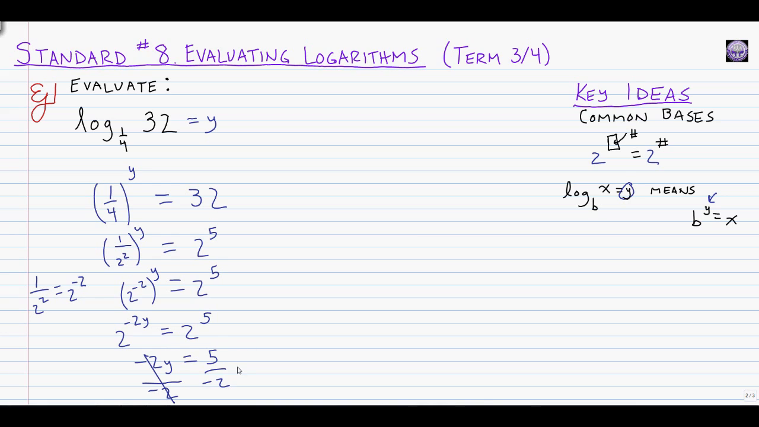So to make a 1, divide both sides by negative 2, we get that our value is y equals negative 5 over 2. So now what is that? That means that the power of 1/4 that gives us 32 is negative 5 over 2. Or, just particular to here, that log base 1/4 of 32 equals negative 5 over 2. That's the power of 1/4 that gives us 32. And there we go. So we've got a second one under our belts.